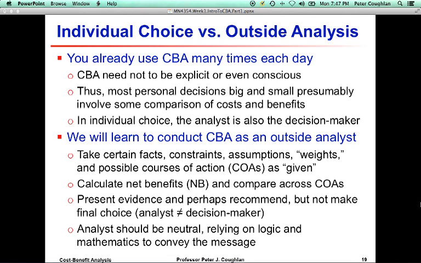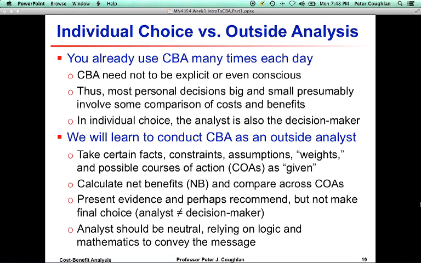We're going to emphasize conducting cost-benefit analysis as if you're an outside analyst, right? So that you are not the one making the decisions. You are, in fact, the one doing the analysis so that somebody else can make decisions. Or, in your role in the Army enterprise, you may not be doing the analysis yourself, but you might be reviewing cost-benefit analyses that are ultimately either a decision that you have to make or a decision that you have to present and recommend to senior leadership.